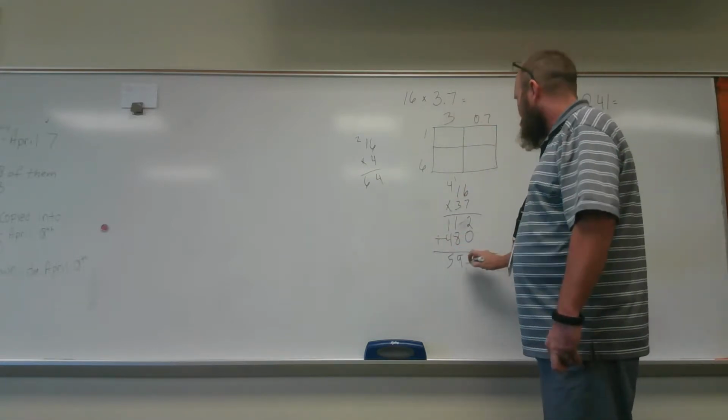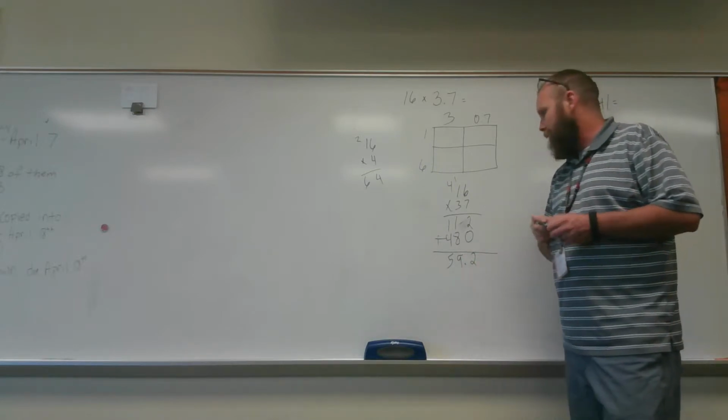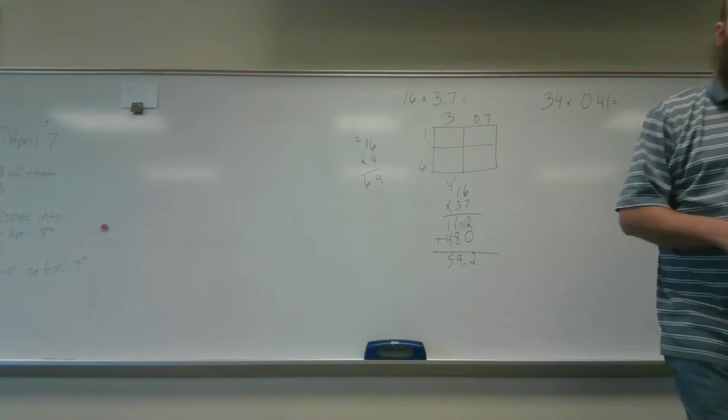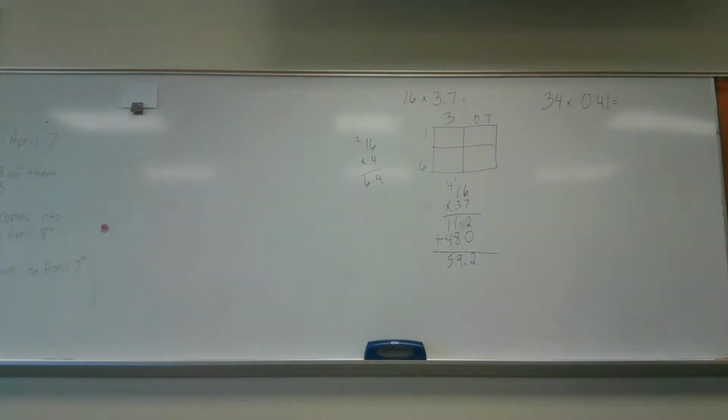And there's one number behind the decimal point in the problem, so it should be 59 and 2 tenths. Okay, 59 and 2 tenths. I got 2 hundredths, but I don't know what I did different.